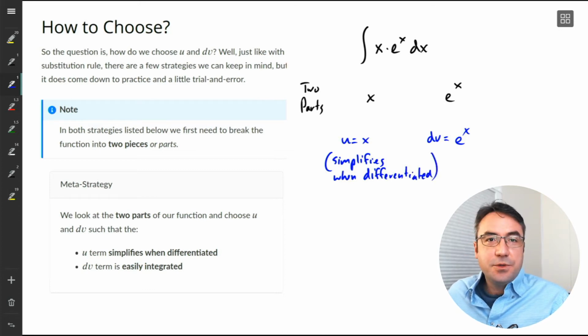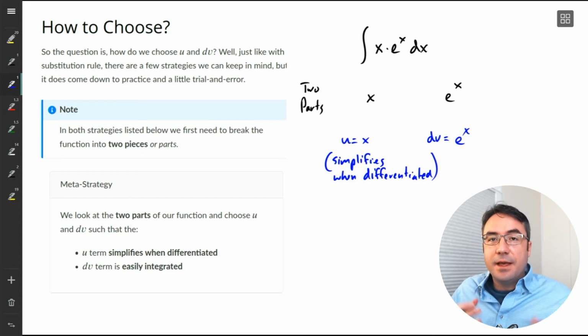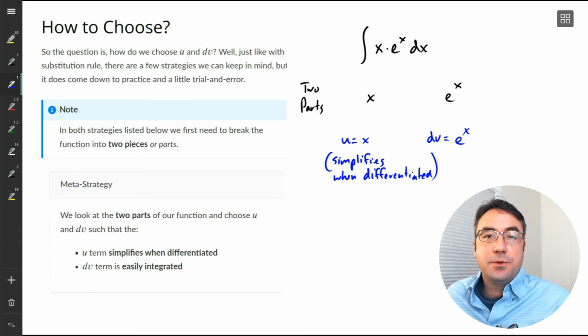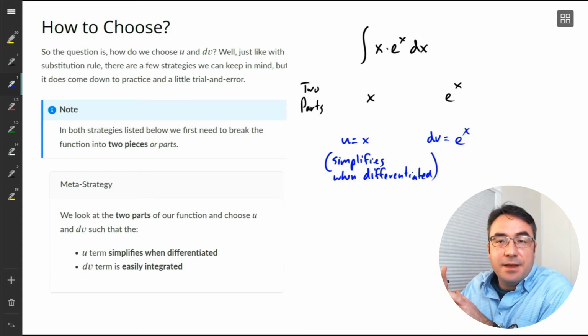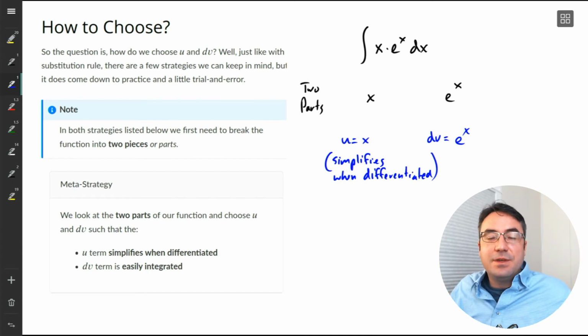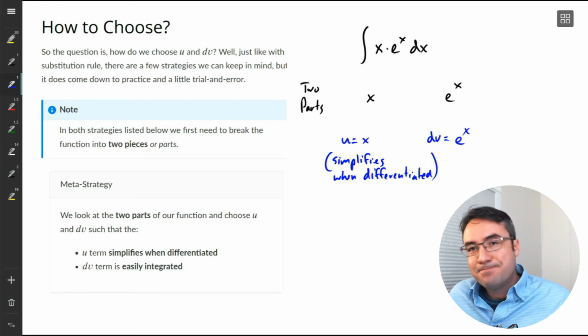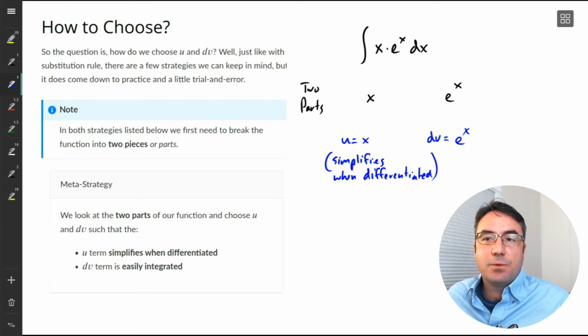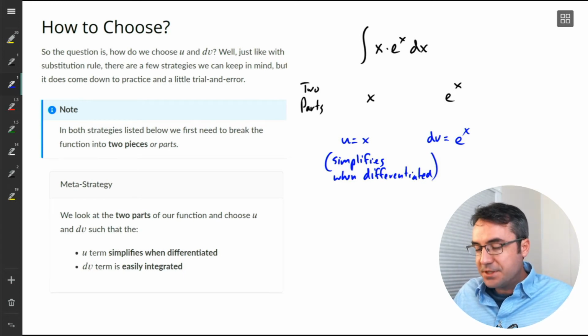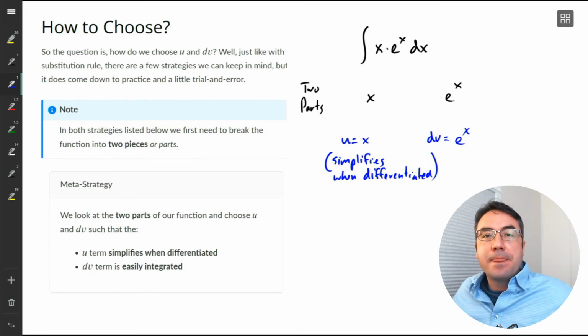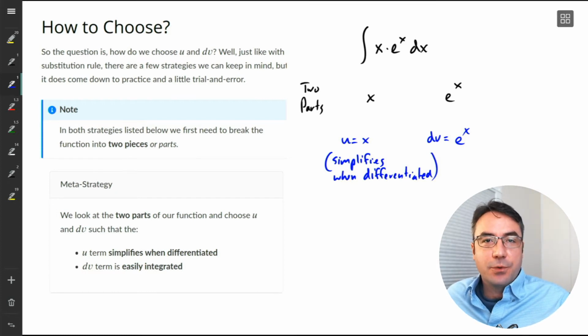And then as soon as you pick what you think u should be, then the other piece just goes to dv. Or maybe you pick dv, and then whatever you didn't pick would go to u. So as soon as you choose one of the pieces, the other piece has to go to the opposite one. All right, so this is sort of the overarching strategy for how we're doing things.